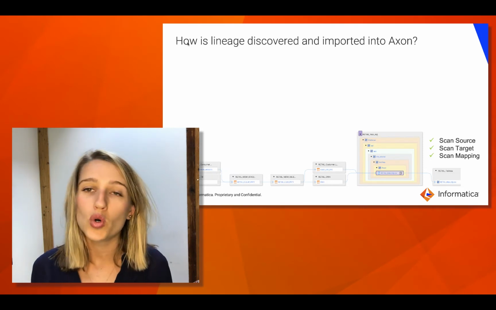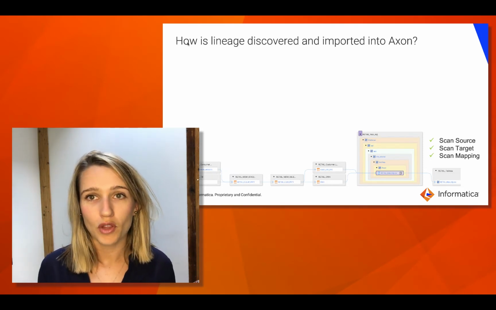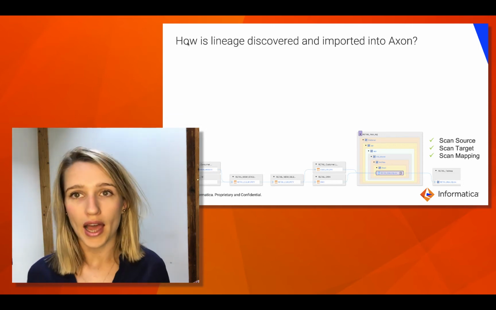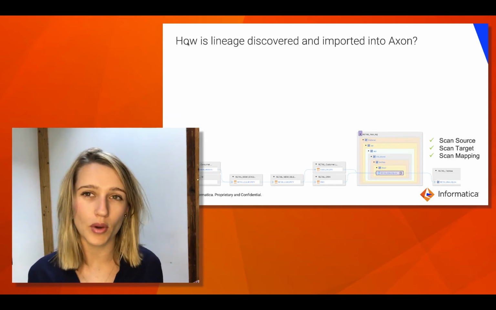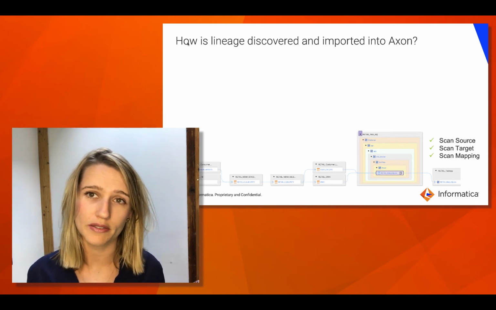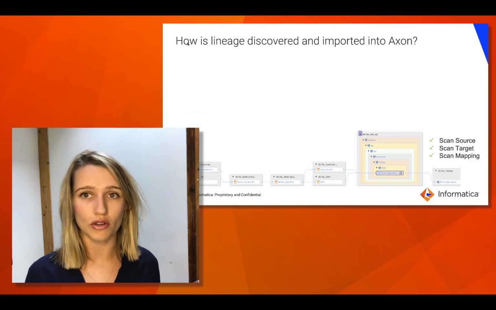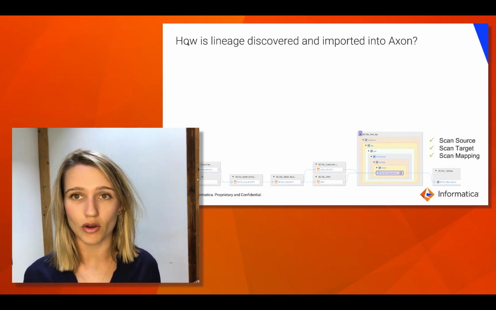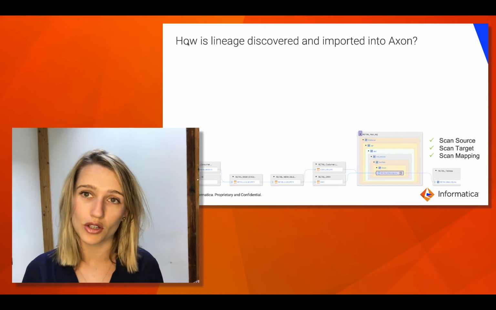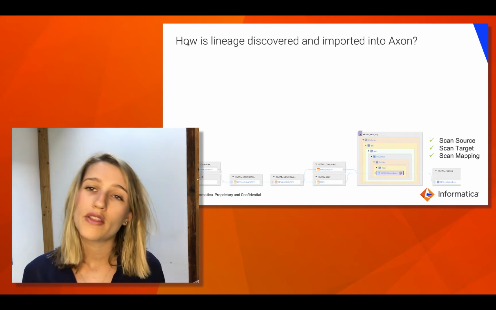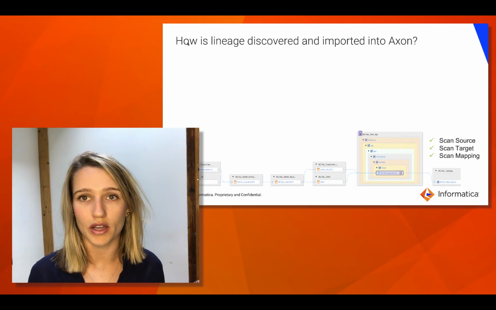But in order to get that lineage in, we are doing the scanning of these systems, so both the source and the target, and the links between them. And that's how we're going to derive lineage and understand it from a technical perspective. Now, that's going to give you a lot of very specific detail, and it's not something that necessarily your average business user is going to want to see to that level of detail. They might want to see a slightly simplified version.